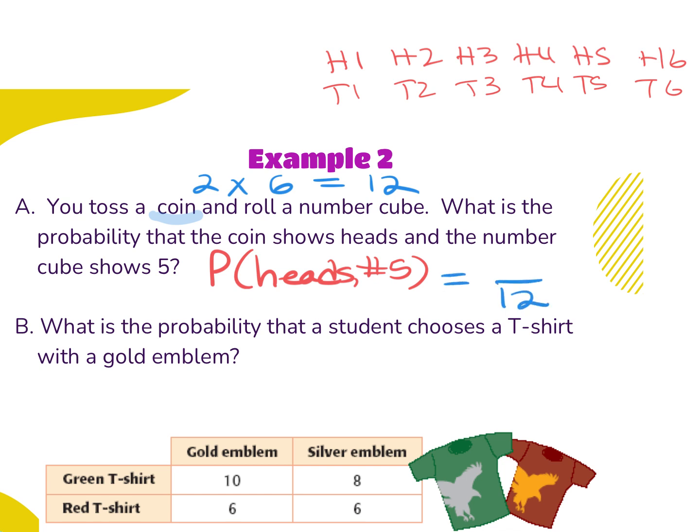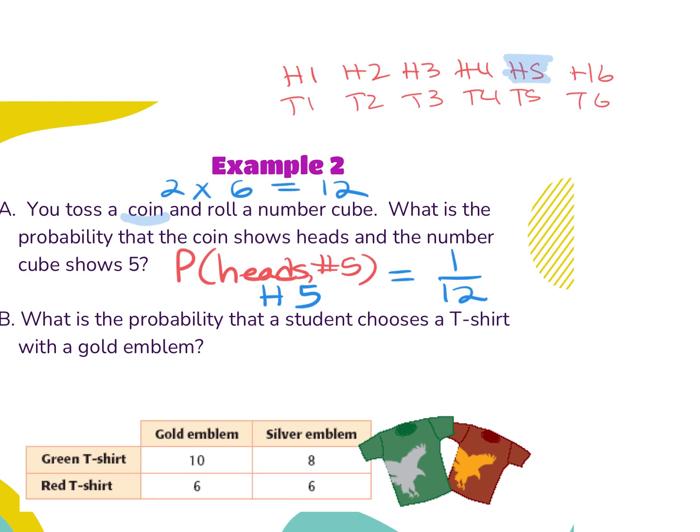And now I'm going to look at my sample space, and I'm going to see how many times I see an H with a 5. And notice there is only one occurrence of flipping a head and rolling a 5. So there's only one of those, so 1/12. Now, if it asks for the decimal, you divide that, 1 divided by 12, and you get 0.083 repeating. So as a percent, this would be 8 1/3%. But if it says round to the nearest whole percent, the answer would just be 8%.